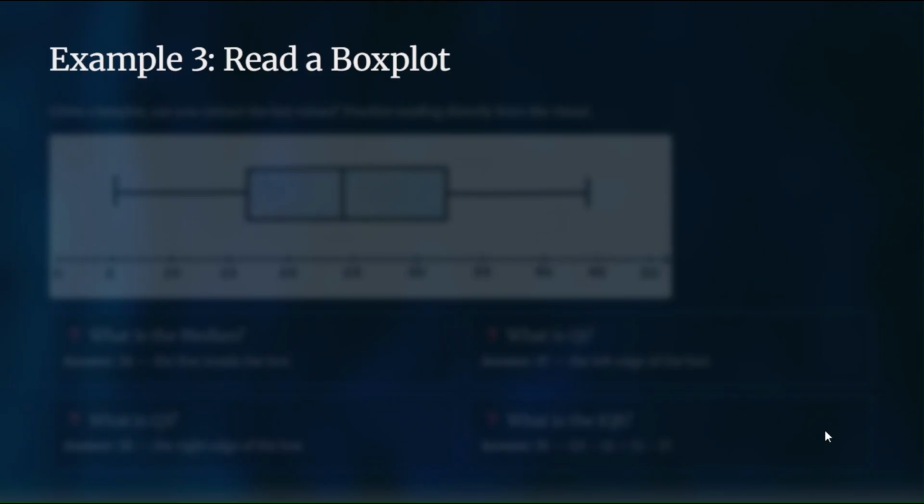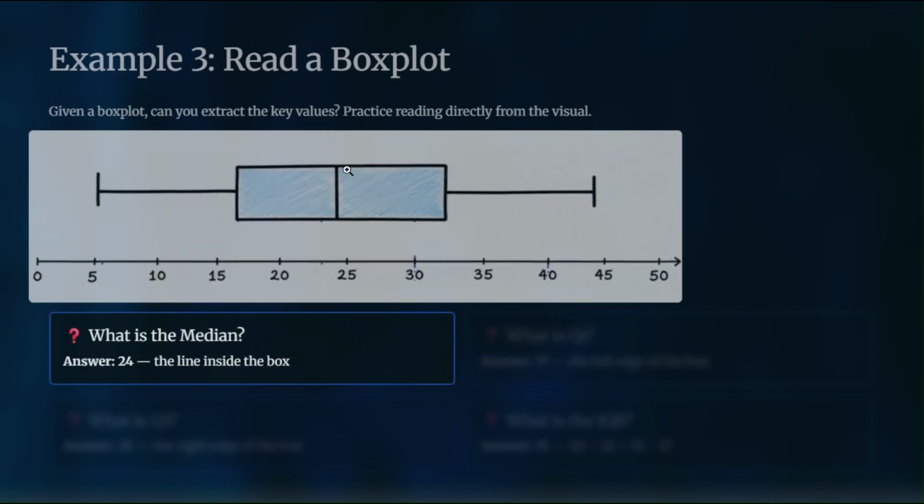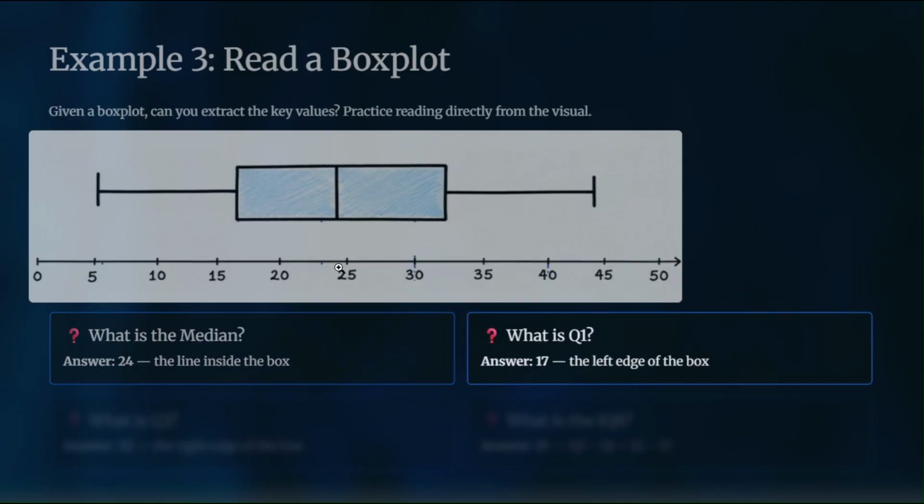Now, given a box plot, can you extract the key values? In this case, we have this box plot right here. First, what is the median? The median would be the line inside the box. Here, if we look at the scale, it is approximately 24. If we want to find Q1, that would be the left edge of the box, which would be right here, and that would be approximately 17.